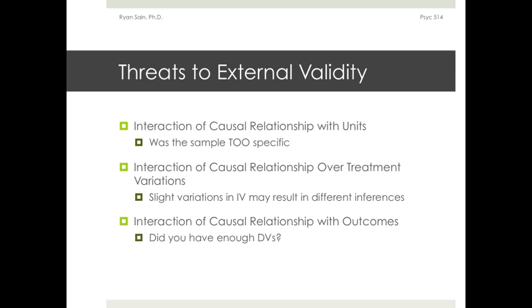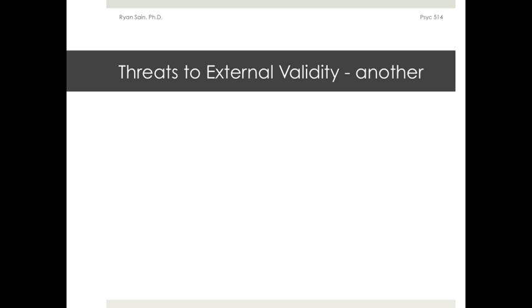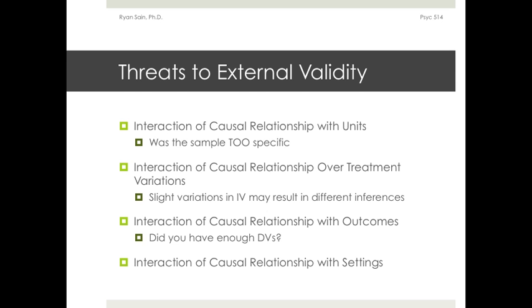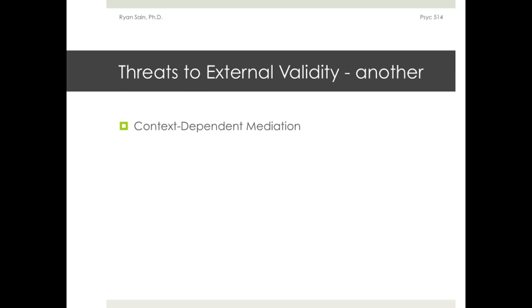Interaction of the causal relationship with outcomes. Did you measure enough things? Maybe you didn't detect your causal relationship simply because you didn't measure enough things. Maybe your IV will affect more than just one particular behavior. How about with settings? Are your findings just because of that one particular setting? Was it just successful because you did the experiment in a laboratory and not in the classroom?